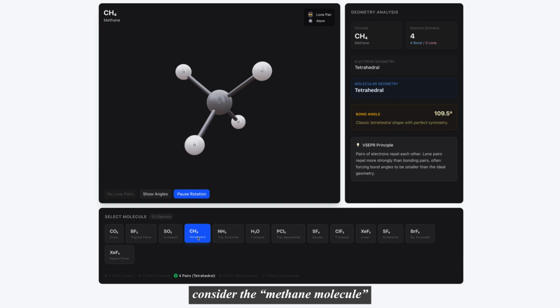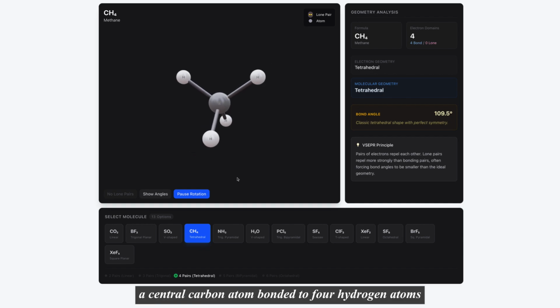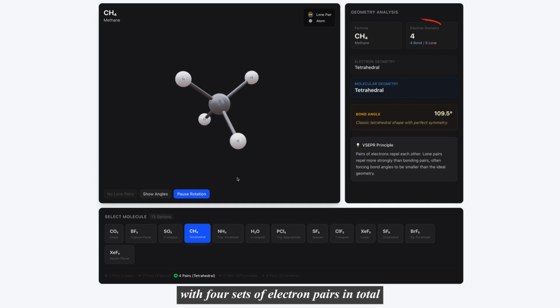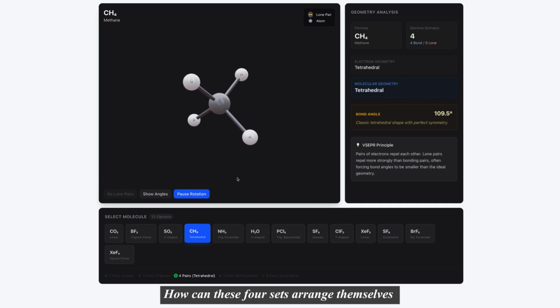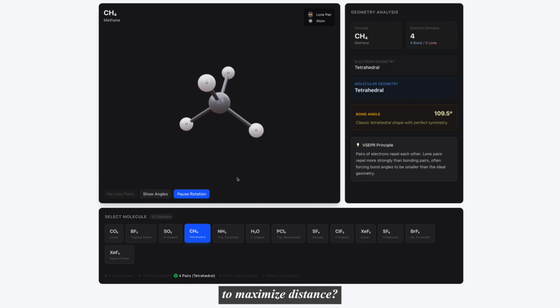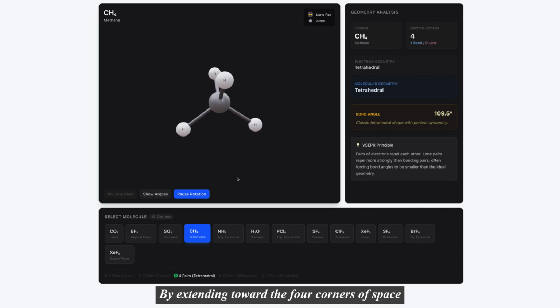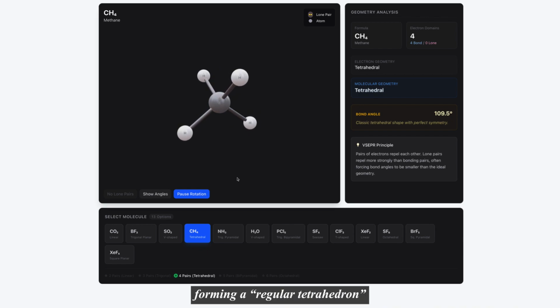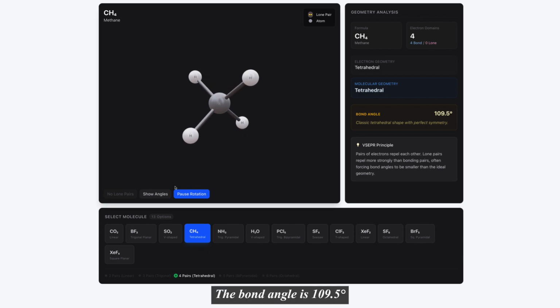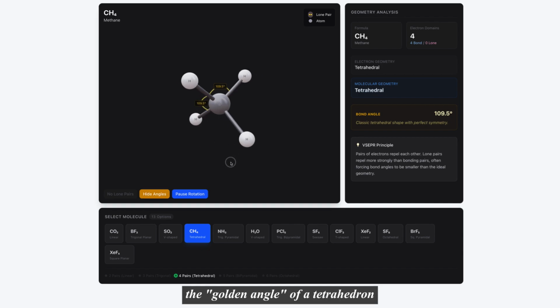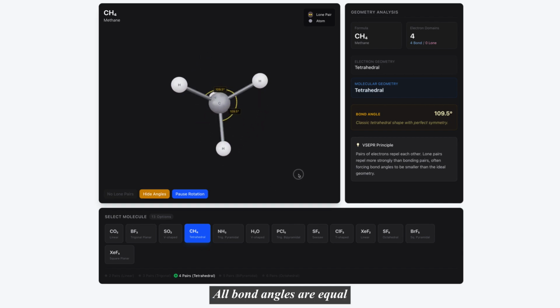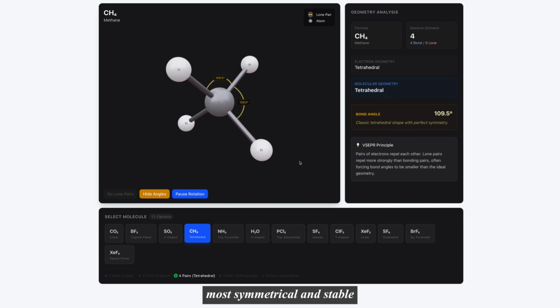Next, consider the methane molecule, a central carbon atom bonded to 4 hydrogen atoms with 4 sets of electron pairs in total. How can these 4 sets arrange themselves to maximize distance? By extending toward the 4 corners of space, forming a regular tetrahedron. The bond angle is 109.5 degrees, the golden angle of a tetrahedron. All bond angles are equal, most symmetrical and stable.